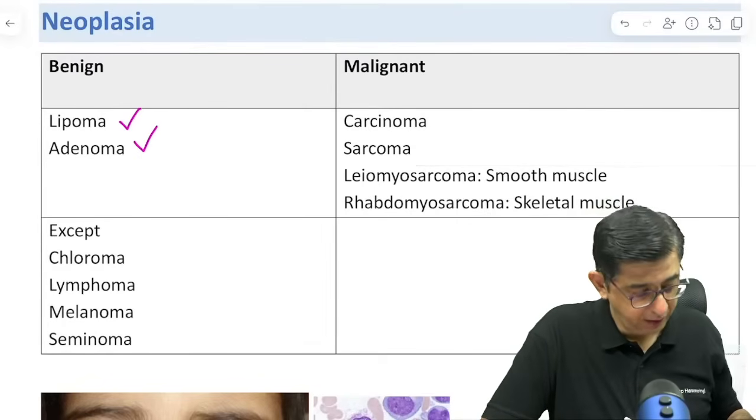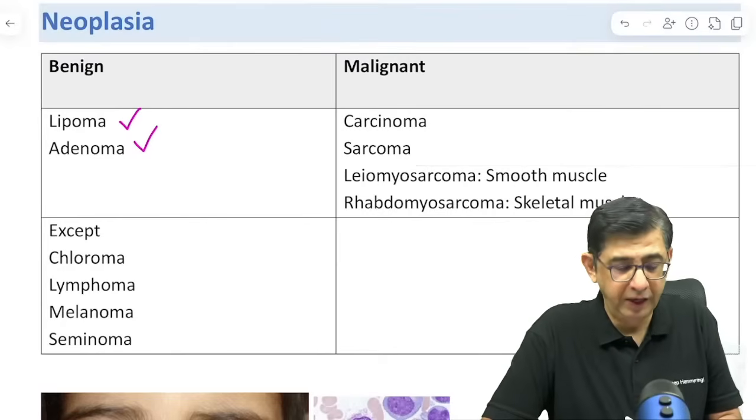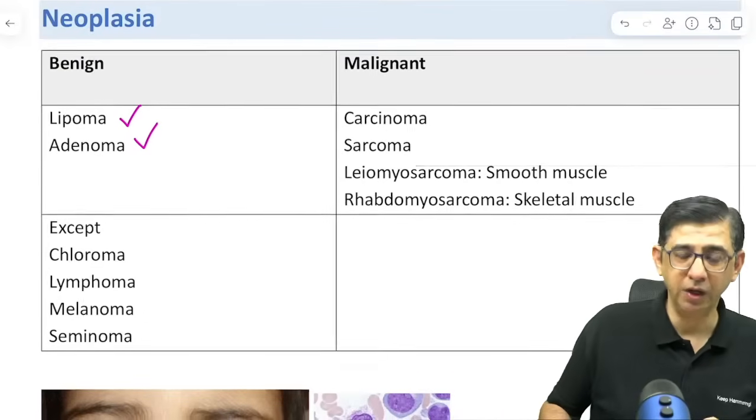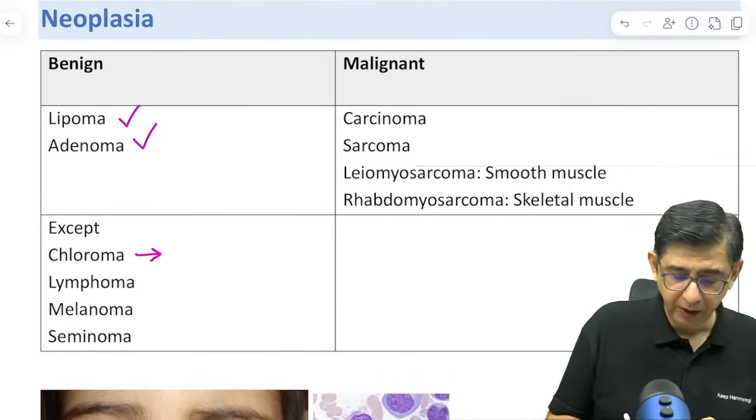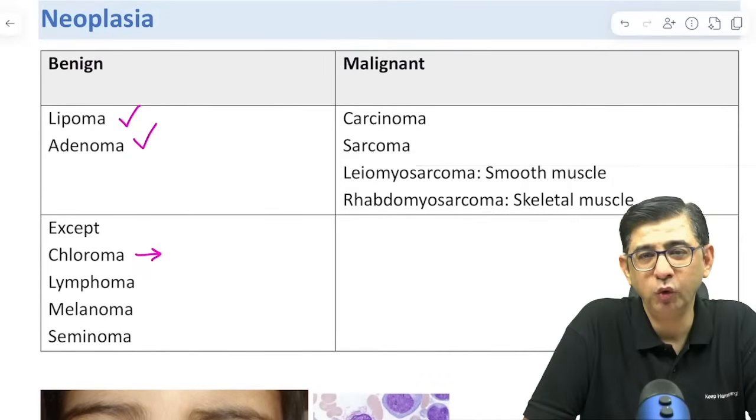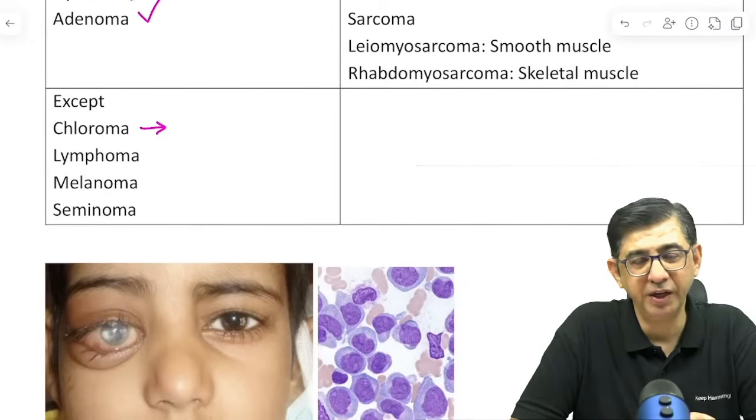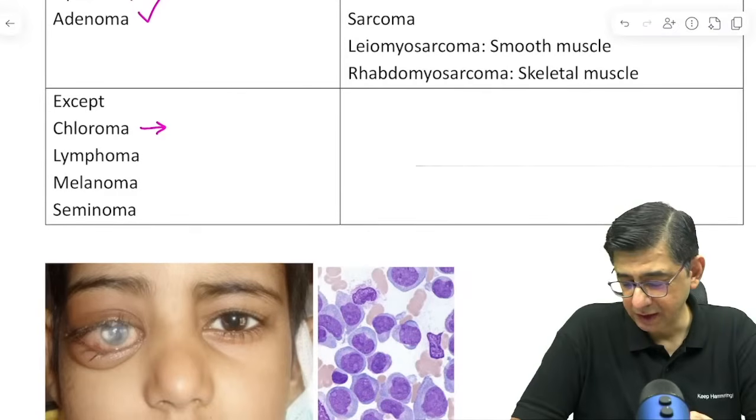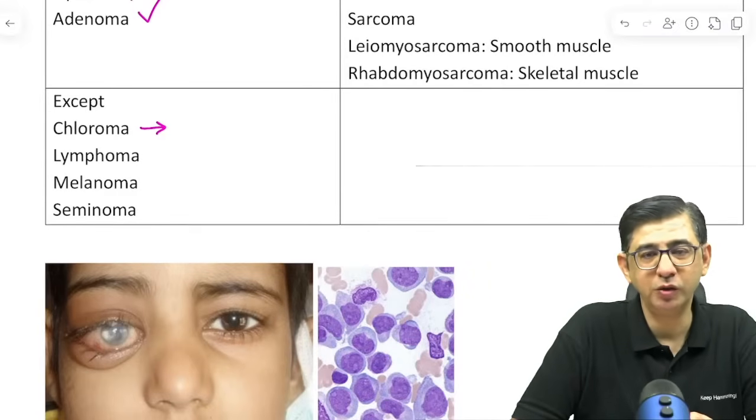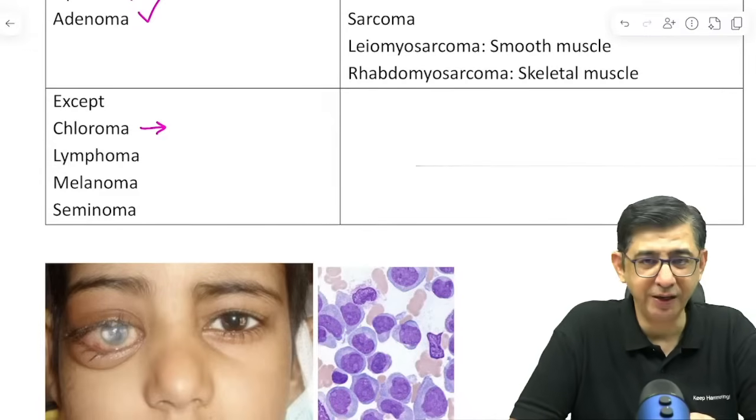But subsequently, one manifestation that is asked about is chloroma. So you have to comment: if we are talking about chloroma, which blood cancer are we talking about? And the hint is this image that you can see, where the kid has presented with unilateral proptosis, and you can obviously see the blood cancer cells also. I'll not mention the name there because then the cat is out of the bag.